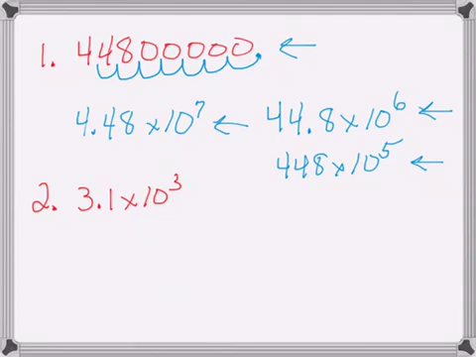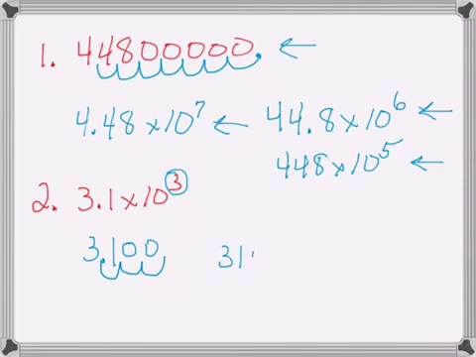On this one, I'm going to try to write the regular number. So I'm going to write in my 3.1, and now I'm going to move it 3 spots. Because it's a positive 3, I know it's a big number, so I'm going to move it to the right. And I move it 3 spots over. So it was right there. That's 1, 2, and 3. So I'll put 2 zeros in there. So that's my new number.